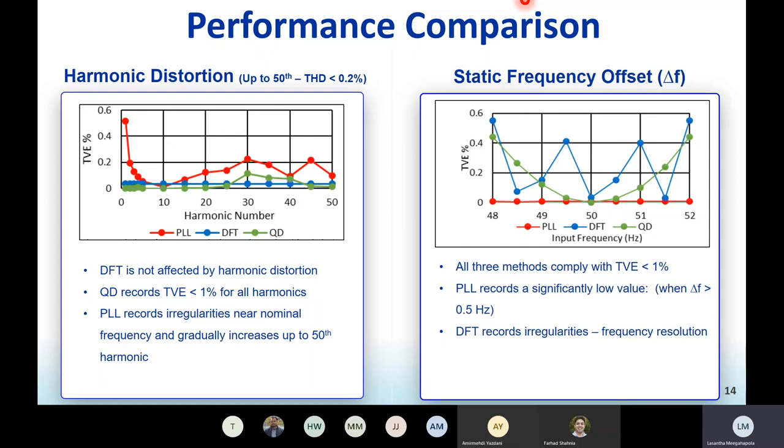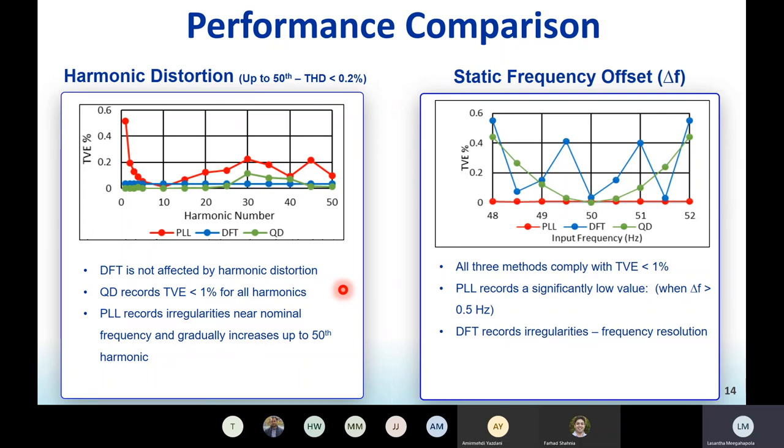There are some other tests I haven't shown here, but the ultimate conclusion is that all three algorithms, the quadrature demodulation technique which we developed and enhanced, the DFT technique which is used in many commercial PMUs, as well as the PLL technique, conform to the IEEE standard, where the total vector error is less than 1%. In both these tests, you could see the total vector error is within 1%. So whatever PMU is going to the market is in fact performing well according to the standard.